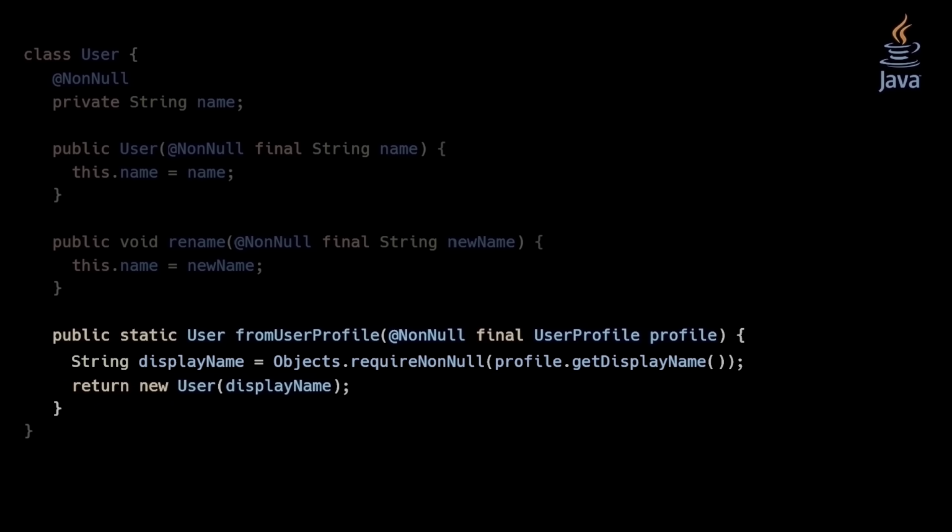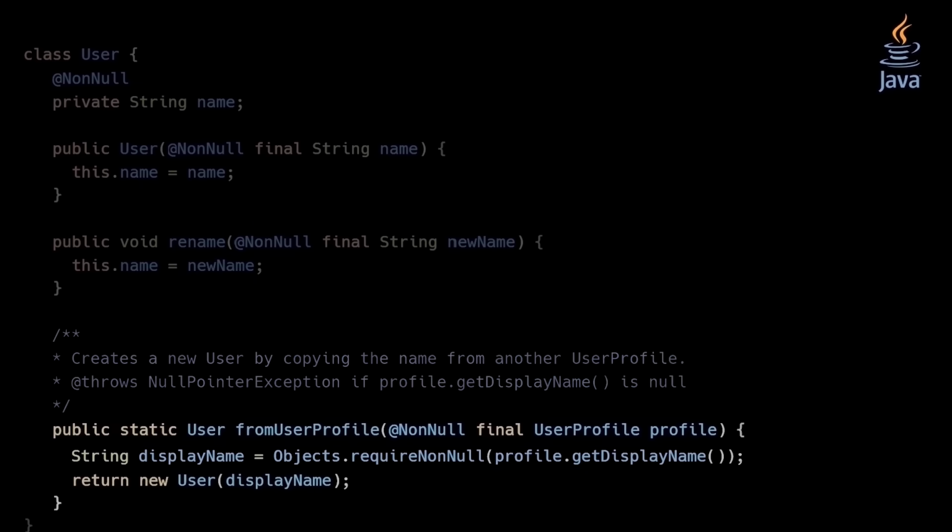But now we run into another problem. If the display name is null at runtime, the non-null check here will throw a null pointer exception. But the callers of the from user profile function have no idea that it can throw by only looking at the function signature. So let's add in a java.comment to give callers a warning. Now, the funny thing is, null pointer exceptions in Java are so common that a typical Java developer probably wouldn't even bother adding a java.comment like this.